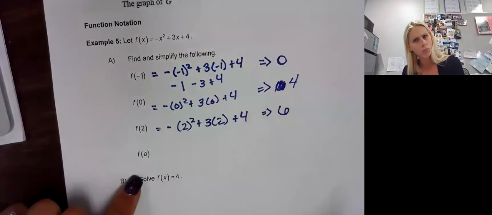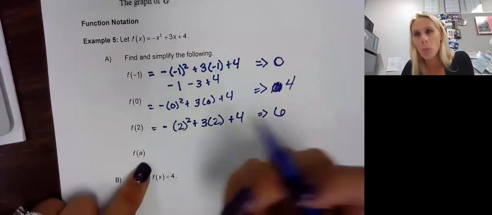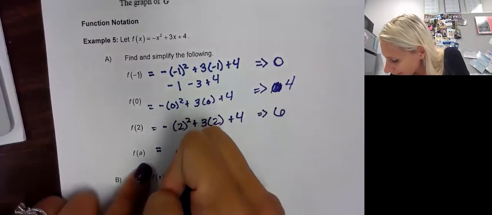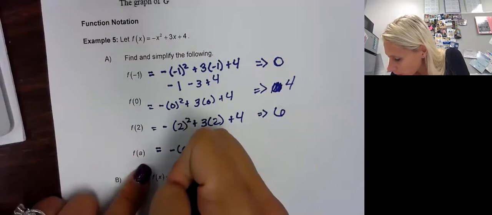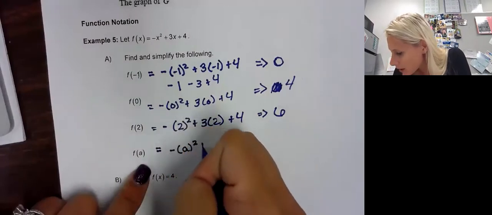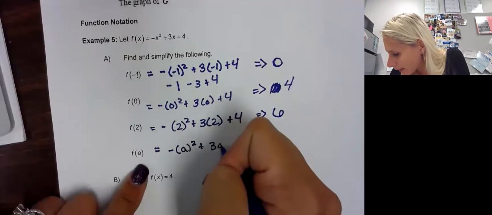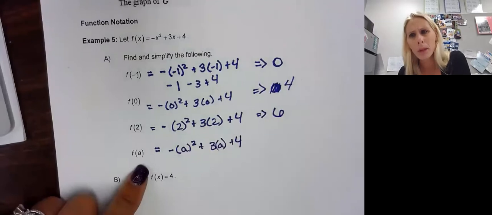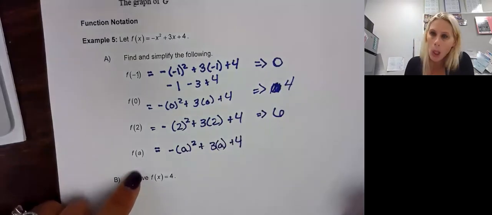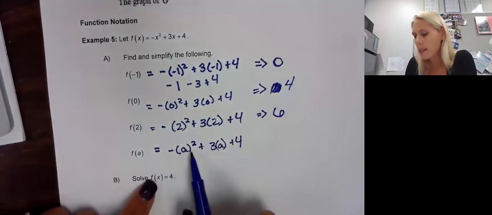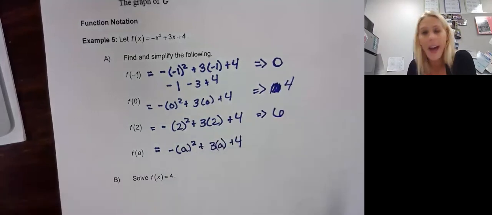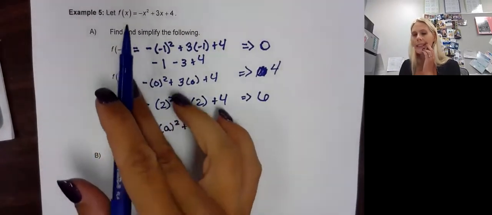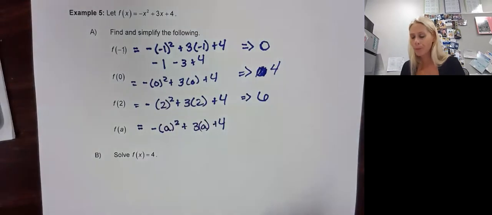All right, A. So remember, whatever's in here we're replacing, right? So I'm going to replace every x with an A. So negative A squared plus 3A plus 4. Now simplifying. Can we simplify anymore? We can't simplify anymore because we can't combine A squared and A. So that is our answer. All right, so that's when we're replacing the x with a value.